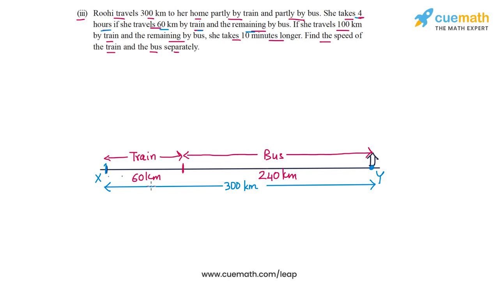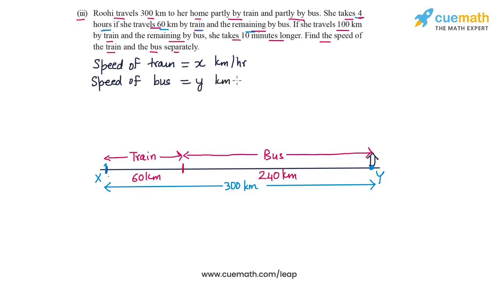So how do we represent this whole situation in the form of an equation? The unknowns in this situation are quite clearly the speed of the train and the speed of the bus. So let's assume that the speed of the train is x kilometers per hour, and let's assume that the speed of the bus is y kilometers per hour. So these are the two unknowns.